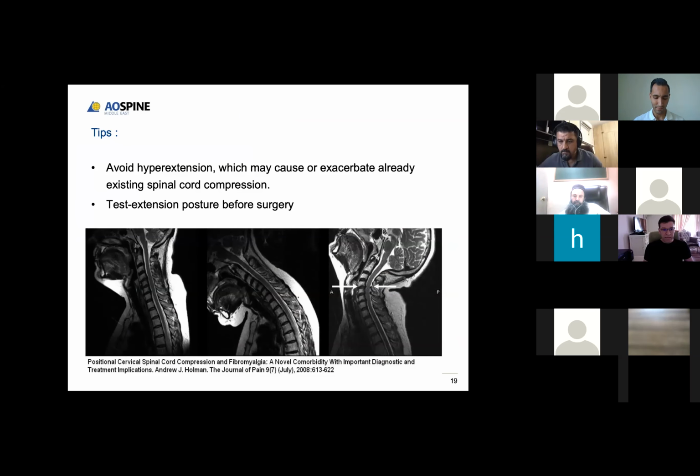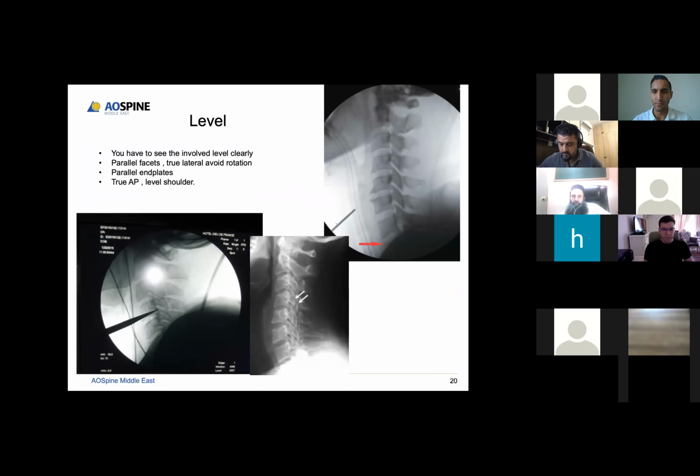But remember that one of the tips and tricks here in the approach is that we may see cases in which we try to achieve hyperextension during approach, but afterward we find an exacerbation of the existing spinal cord compression and neurological deficit. So the tip here is that you have to test the extension posture before surgery to conclude which cases might become worse if you do a hyperextension position during the surgery.